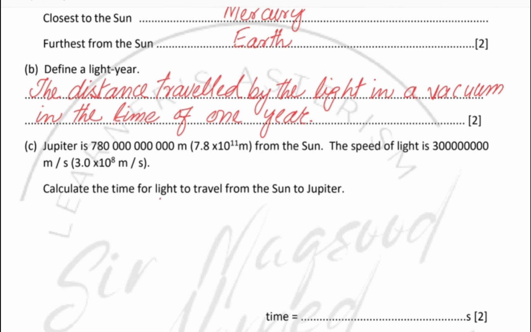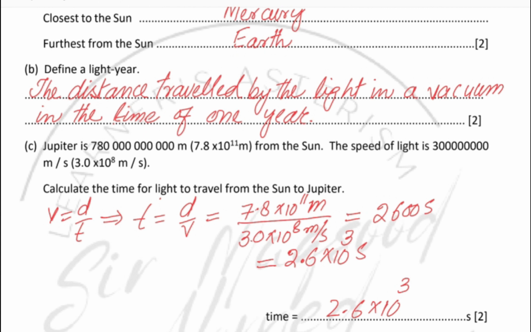As we know that the formula for speed is distance over time. From this formula, the time is equal to distance over speed. So by putting the value of distance and speed, the velocity in this formula, we will get the time taken. So by putting these values, we will get the answer, that is 2600 second, or you may write it as 2.6 × 10^3 second.